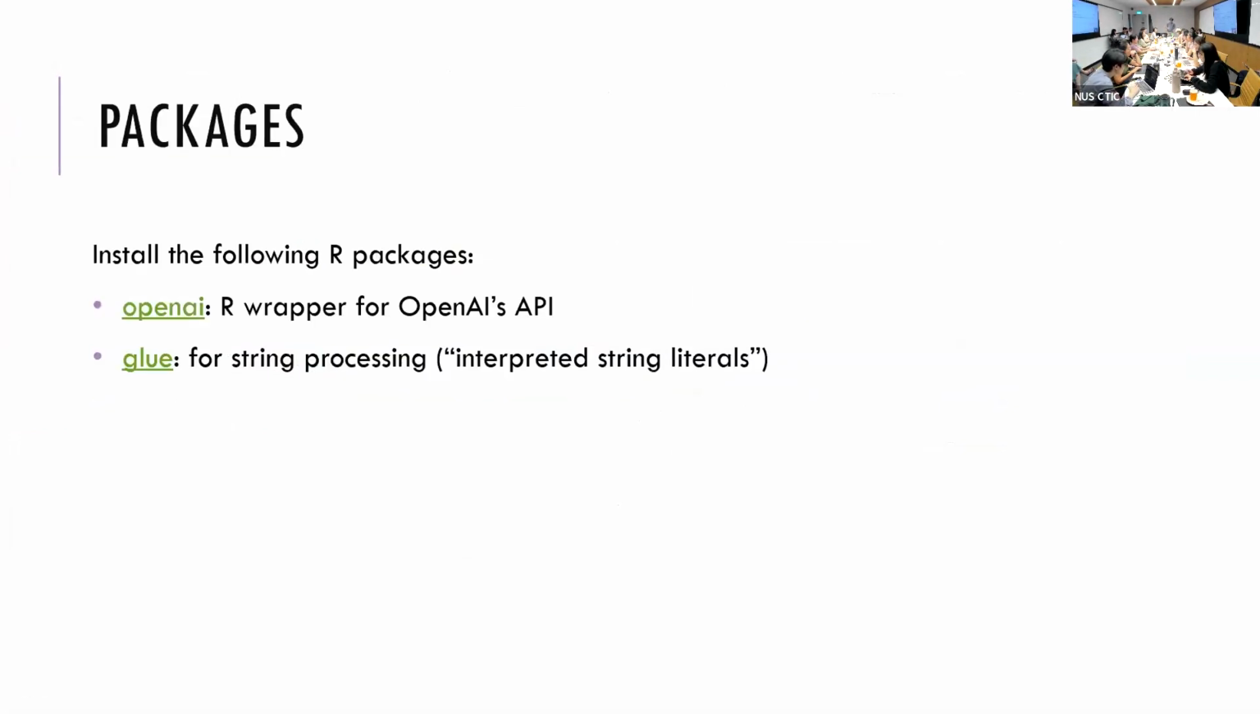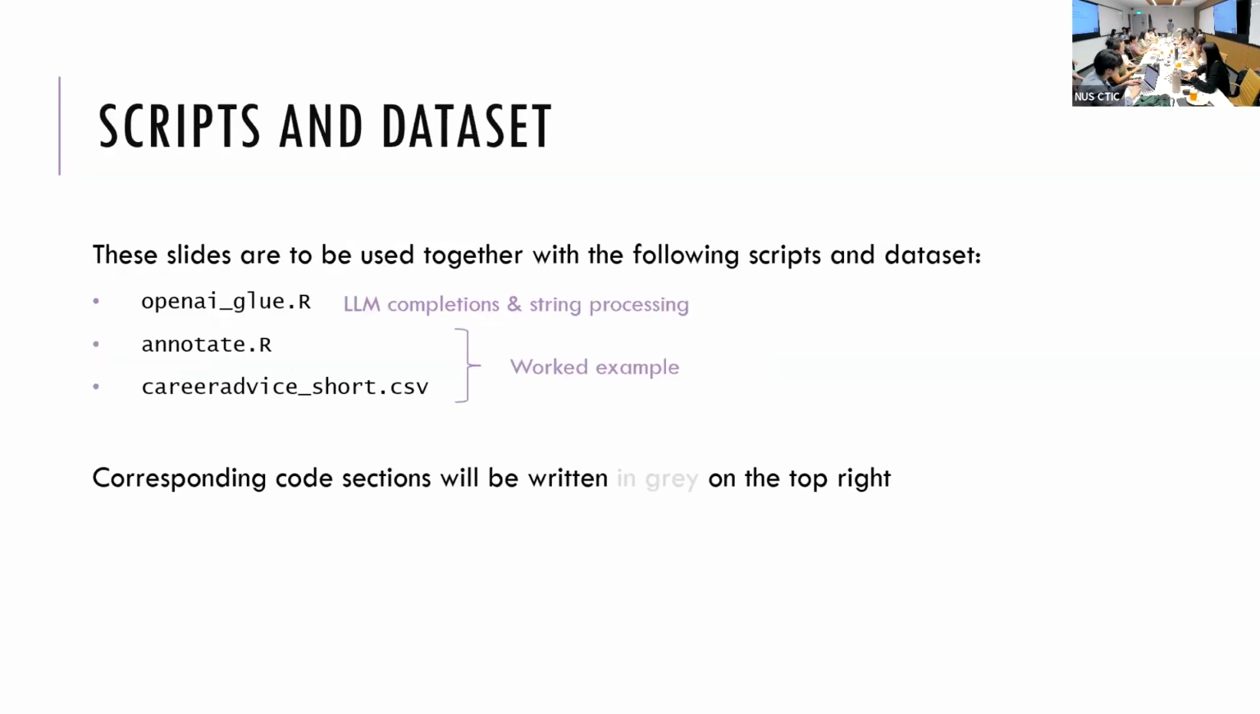In addition to that, we're going to need 2 packages. Hopefully you've already installed them. One is the OpenAI package, which is an R wrapper I found online that allows you to access the API. The second one is a package called glue for string processing. We'll see what they do later. So just get these installed. And finally, these are the scripts and the data set that we will be using. Hopefully you've already downloaded them using the link.